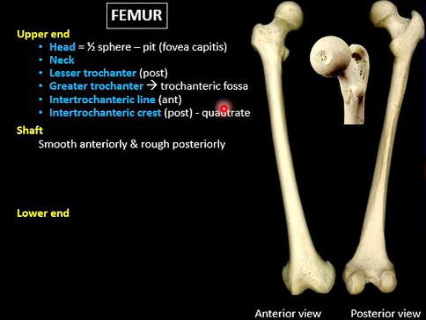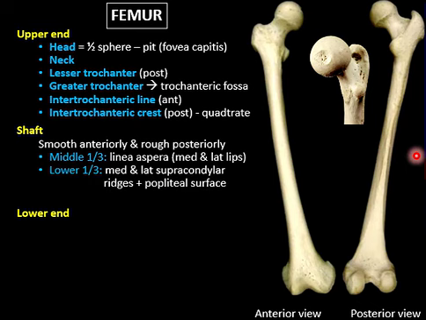Now let's come to the shaft. Anteriorly, the shaft appears very smooth, no features apparent in it, but posteriorly it looks rough. In the middle third, we have this rough ridge that is called linea aspera. It has two lips, a medial lip and a lateral lip.